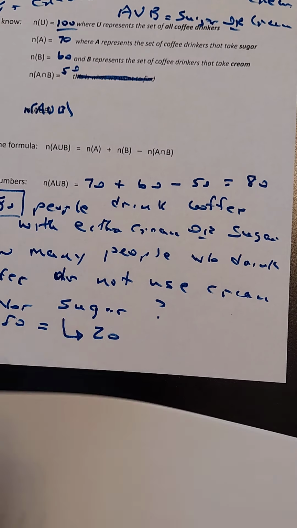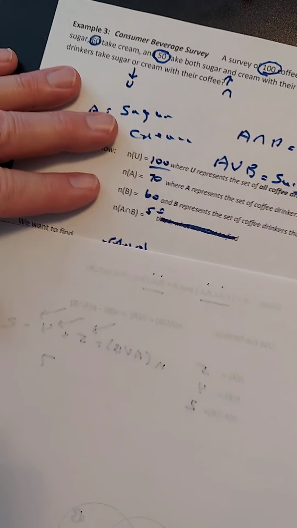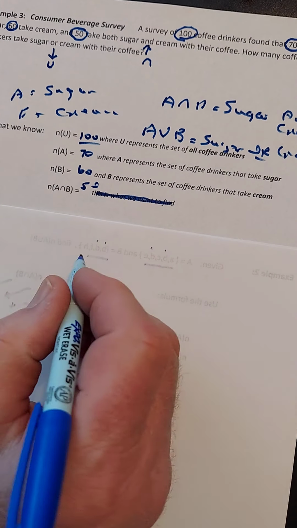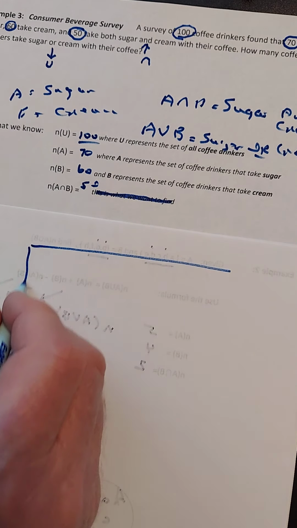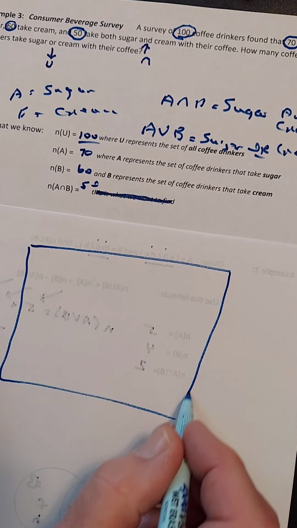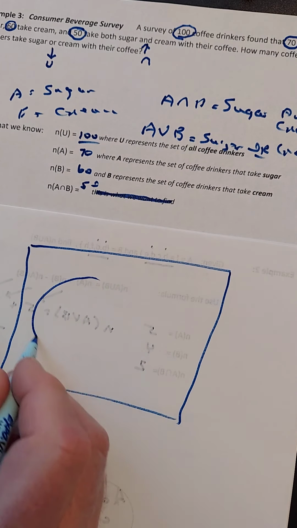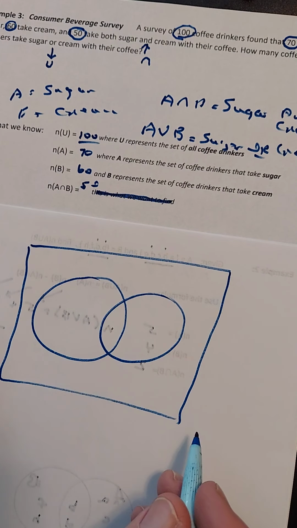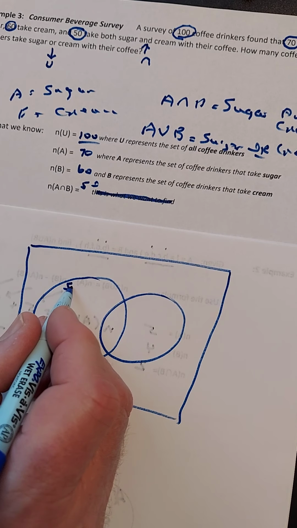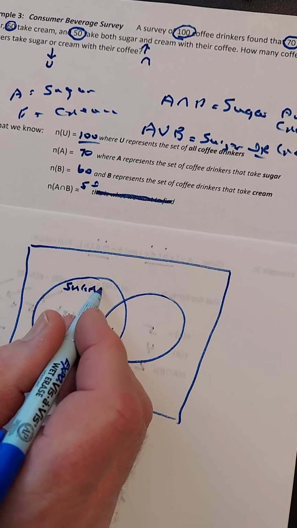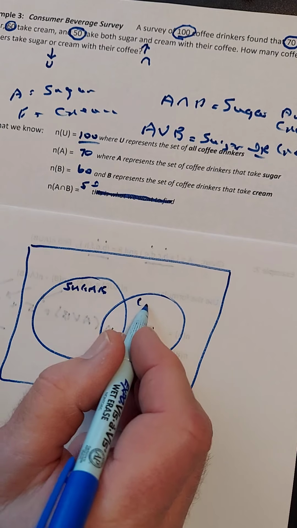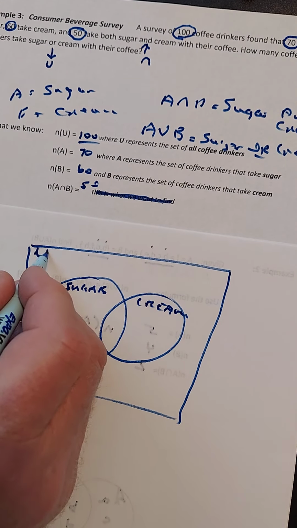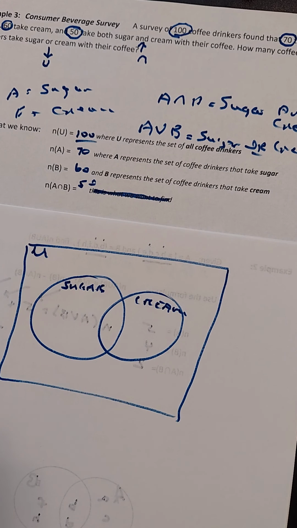Okay, let's look at it as a Venn diagram. I'll do this because this may make a little more sense to you. My Venn diagram is going to look something like this. It's going to have two circles. You got one for sugar people, you got one for cream people. U represents the whole thing.